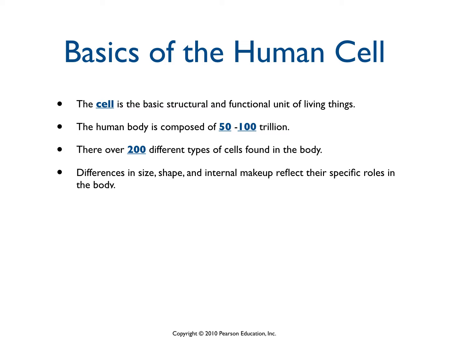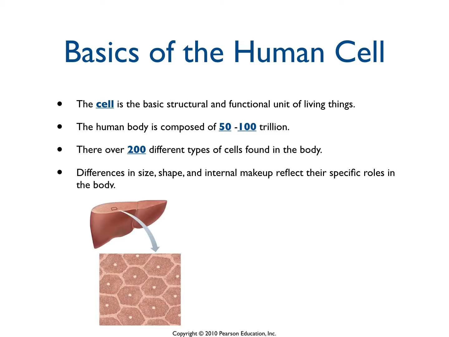For example, let's compare a cell of the liver with a cell of the nervous system. Remember that your liver is a filter. It filters the blood, removing harmful substances that are either ingested or produced as a result of food metabolism. This function is obviously quite different from that of the brain, for example, which is responsible for sending and receiving electrical signals that basically coordinate all of our bodily functions.